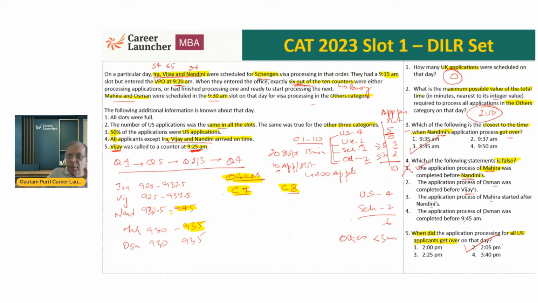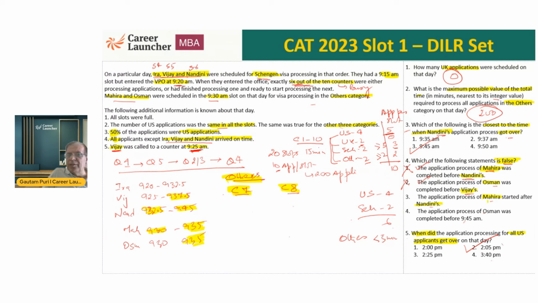Statement number 2. Application process of Usman completed before Vijay. Usman completed at 9:35 and Vijay completed at 9:37.5. Absolutely right. This statement is also correct and hence cannot be the answer because we are looking for the statement which is false. Statement 3. The application process of Mahira started after Nandini's. Application process of Mahira started at 9:30 and Nandini started at 9:32.5. Okay. So that means this statement is false.